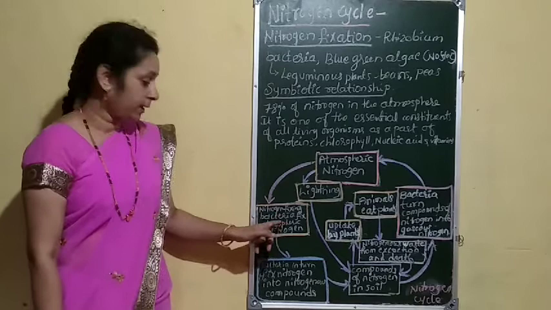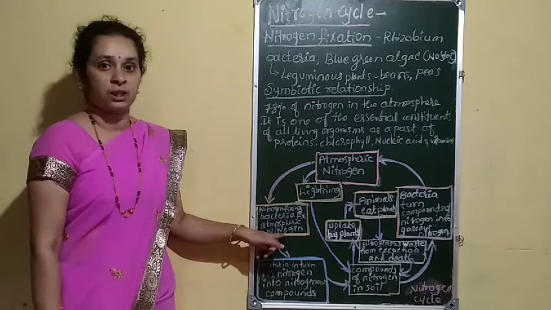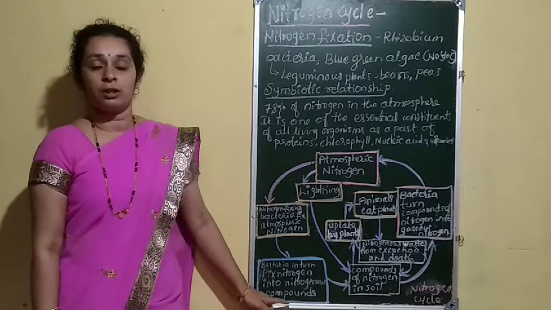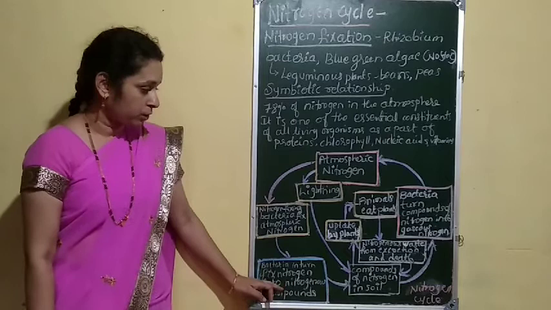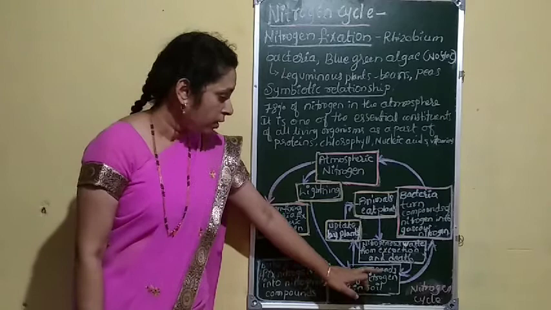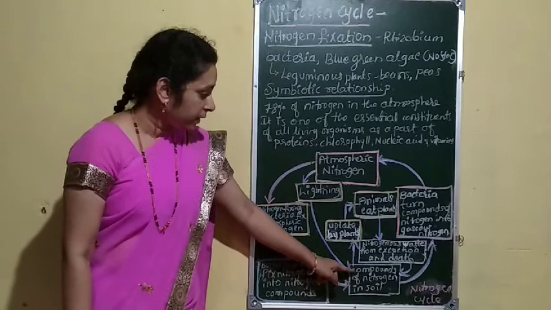Nitrogen fixing bacteria fix atmospheric nitrogen. The bacteria in turn convert gaseous nitrogen into usable forms of nitrogenous compounds. These bacteria fix nitrogen in the soil, and the compounds of nitrogen will be stored in the soil. These compounds of nitrogen are taken up by plants.